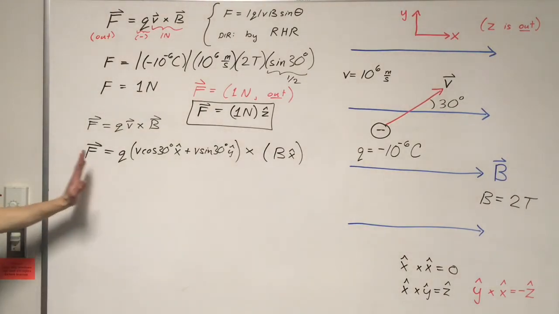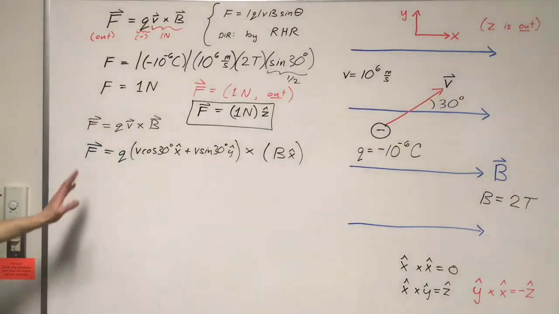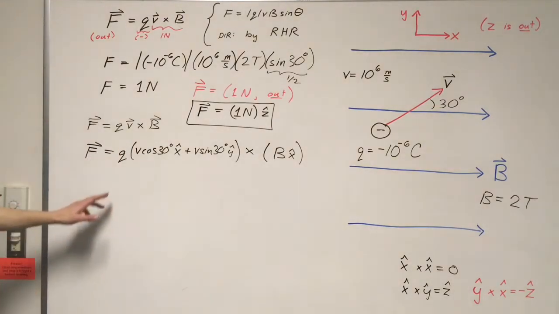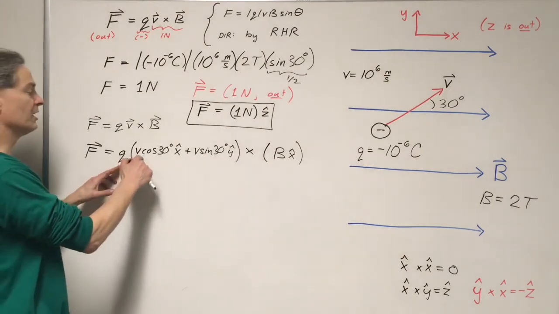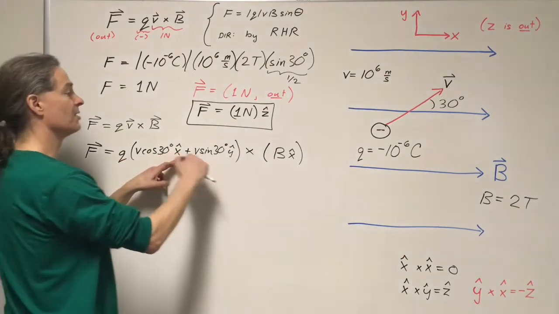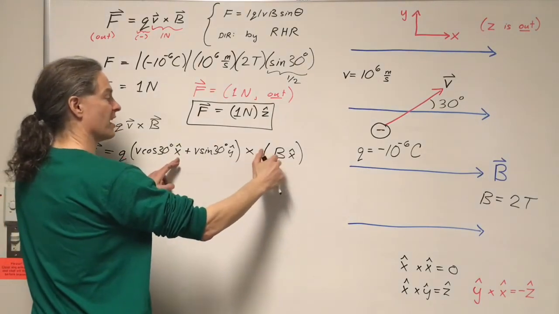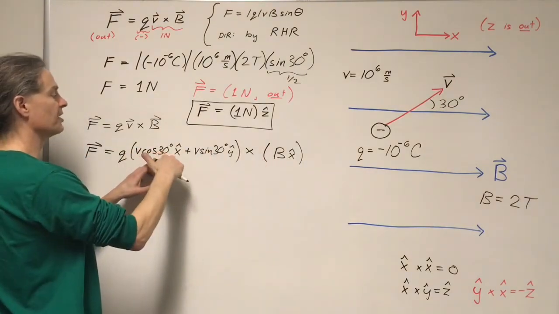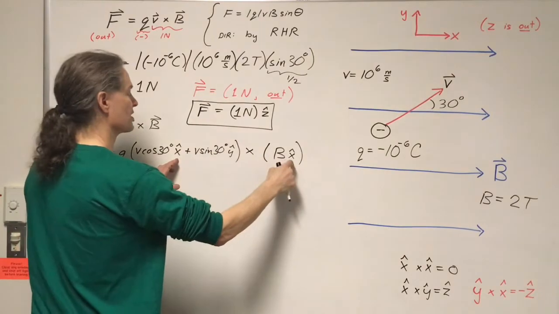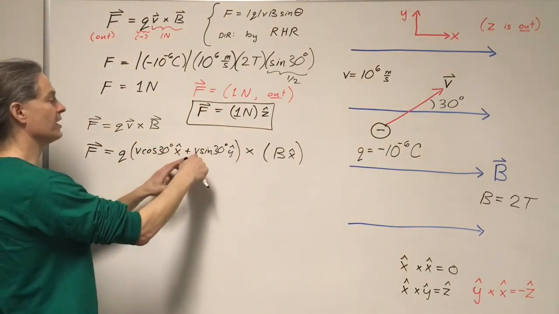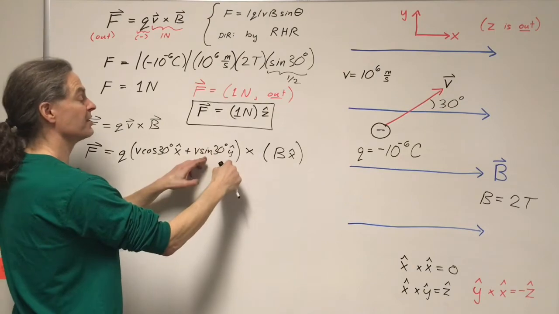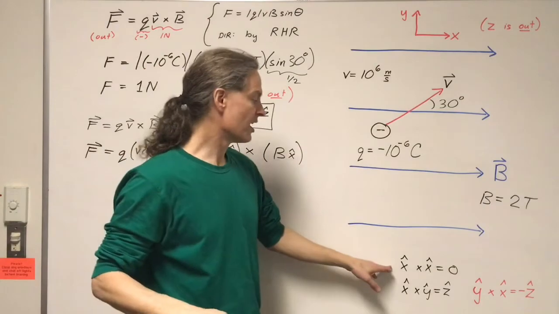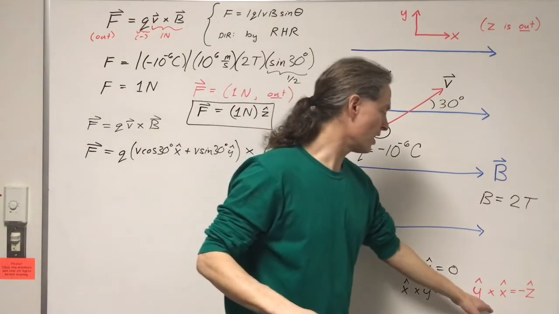All right, so let's just take stock of what we have. We're going to simplify this a little bit before we plug the numbers in. So looking at this, we've got q, v, cosine 30 degrees x hat, cross B x hat. I can pull the B out. So I'd have q, v, B, cosine 30 degrees x hat cross x hat, and q, v, B, sine 30 degrees y hat cross x hat. So I have these two cross products, x hat cross x hat and y hat cross x hat.